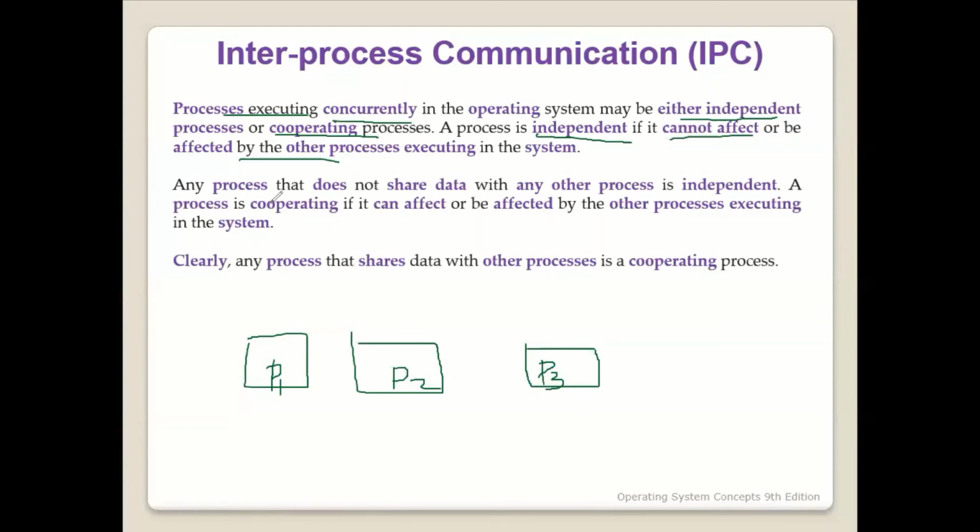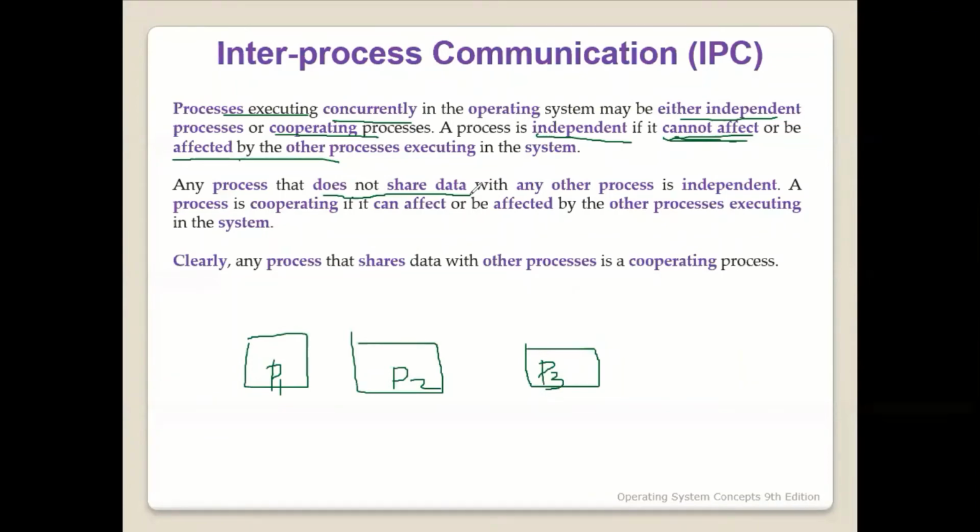I mean to say it cannot be affected by another process, or it cannot affect another process. That means it doesn't share data. That is the meaning. They don't share data. They don't have anything in common. That's what you call an independent process.